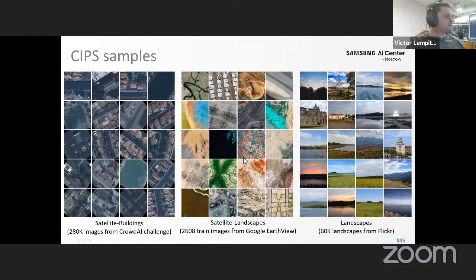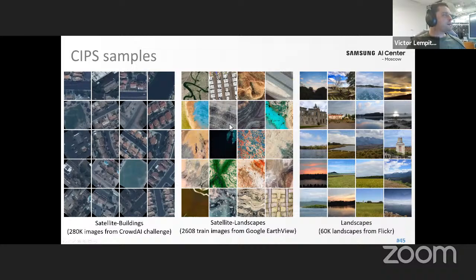The data sets that we picked on our own, less standard, are one for satellite views of urban areas and one for exotic landscape views from satellite, from Google Earth View. This is a small data set, so it shows how our model works for small training sets. And these are a large data set of landscapes. It shows the quality of landscape it can generate.